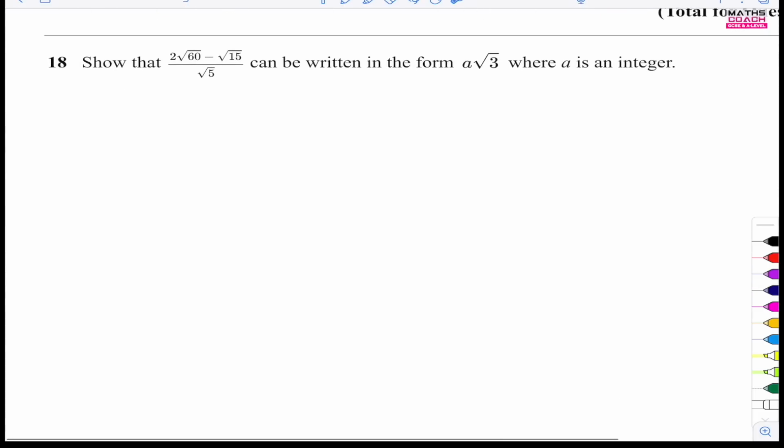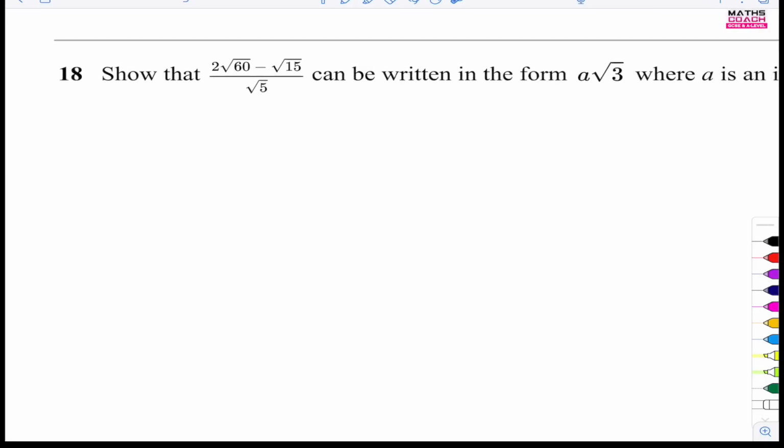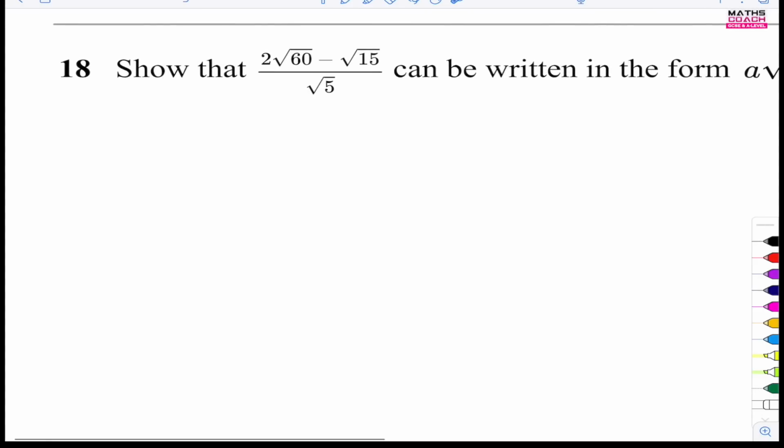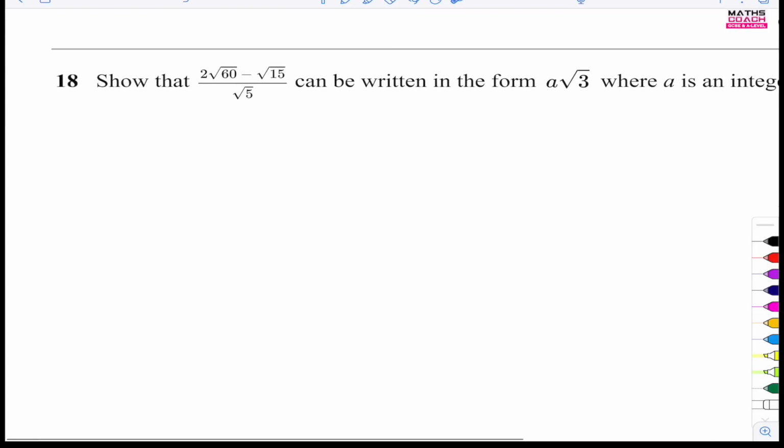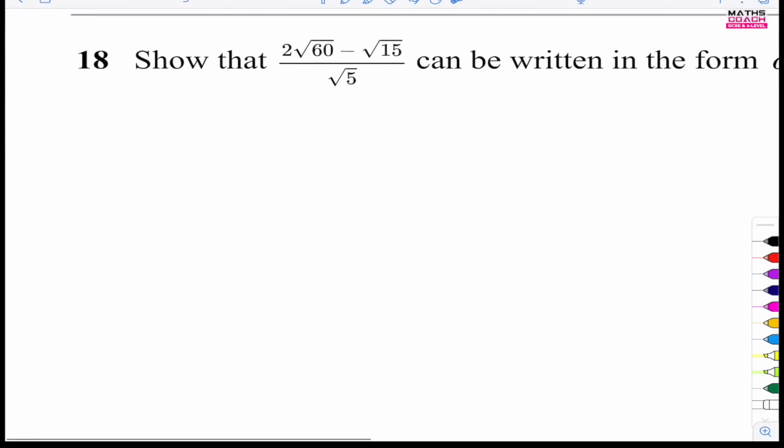Right, move on to question number 18. Show that this can be written in the form a root 3. And there's lots going on here. Let's zoom in here. So what we want to do is end up with a surd of root 3. Okay, we want to end up with only root 3. So it means that we have to break up root 60 and root 15, possibly root 15, we'll see.